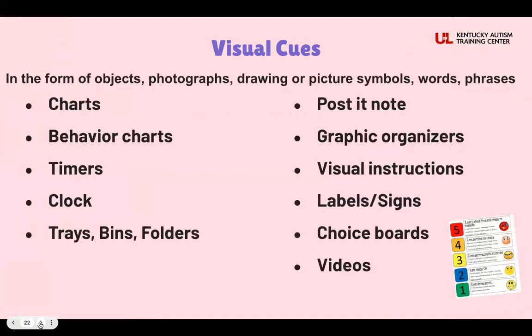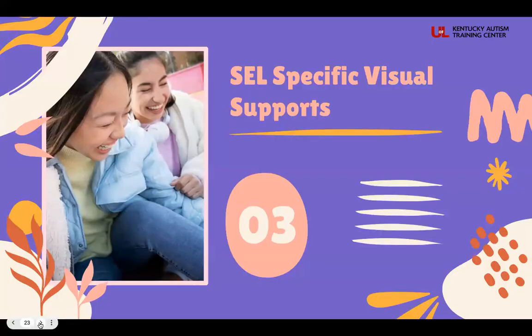Visual cues. I feel like visual cues is the biggest category out of the visual supports, and it's the third one, right? That just includes everything else, right? Charts, timers, the clock, well, it's almost the same thing. Trays, post-it notes, graphic organizers, labels and signs, choice boards. Choice boards is something you may use, visual instructions. So you can see where it does start to overlap, and we'll talk a little bit more about that.